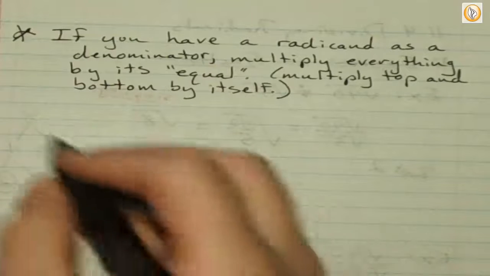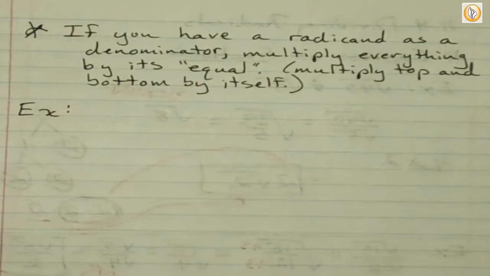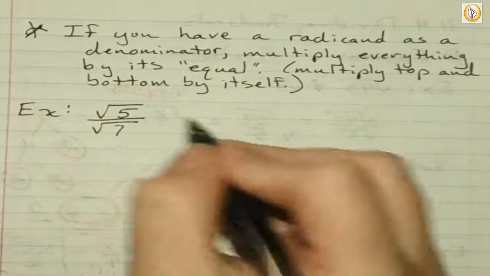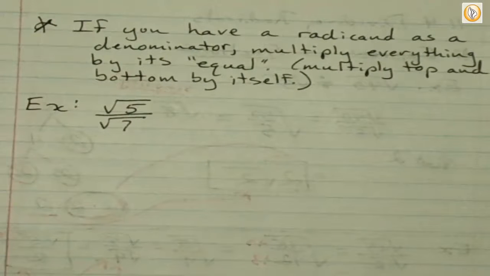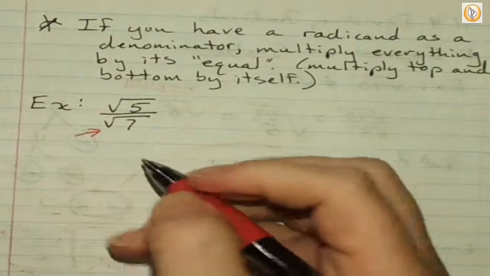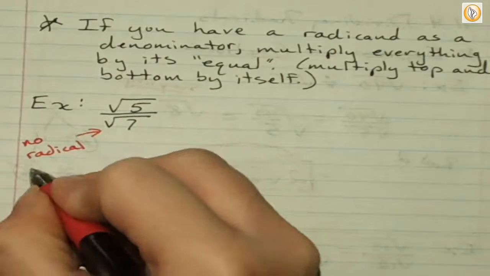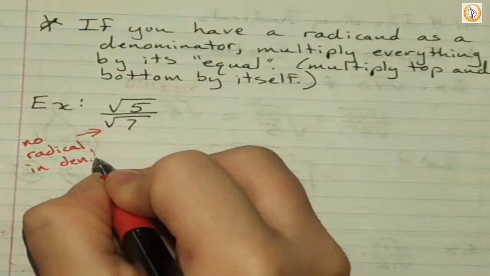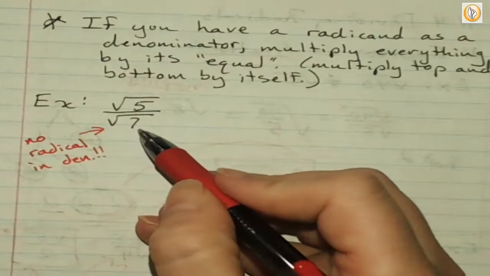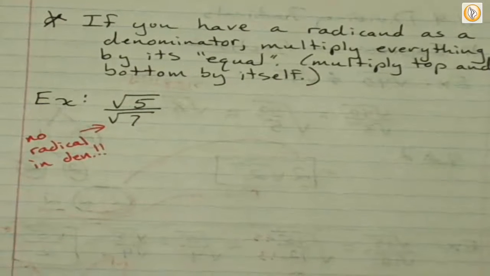For example, let's say you do your work and you get this as an answer. No radical in denominator. Okay, so we have that square root of 7, we have that radical down there. You cannot have that there. You can't.